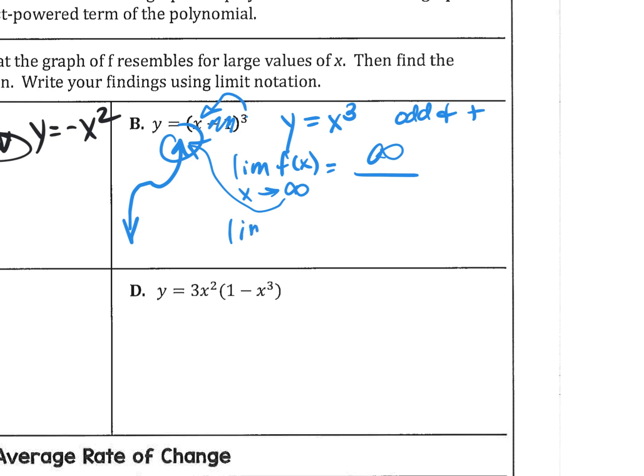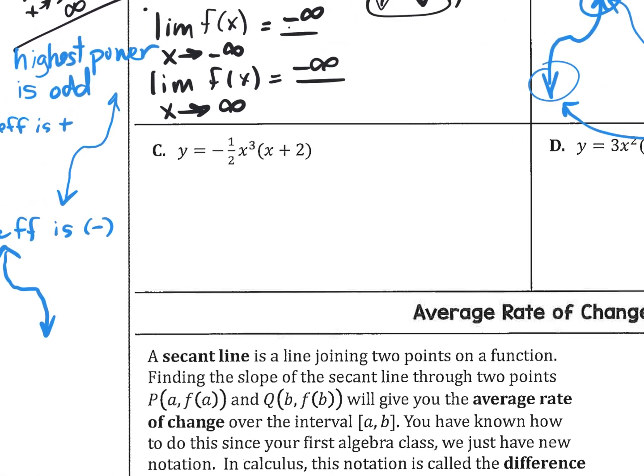Now, the limit of f of x as x approaches negative infinity. This, guys, is looking at this end, isn't it? So which way is it going? Negative infinity. So you just look at the lead coefficient and the highest power, and you decide, is it even and positive, even and negative, odd positive, odd negative. That's simple. Okay?